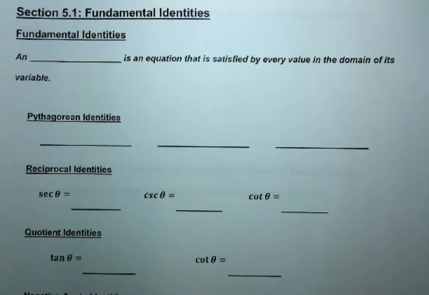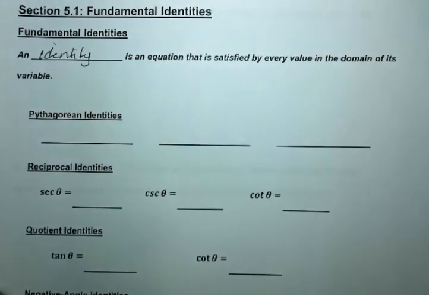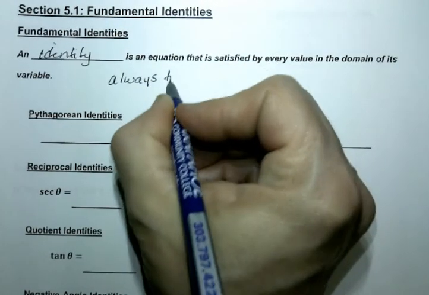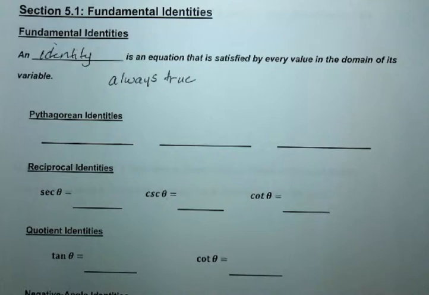So first of all, an identity is just an equation that's satisfied by every value in the domain of its variable. Another way to say this is it's something that's always true. We've talked in earlier units about a lot of these identities. We're going to go back over them because we're going to be using them a lot in this chapter.